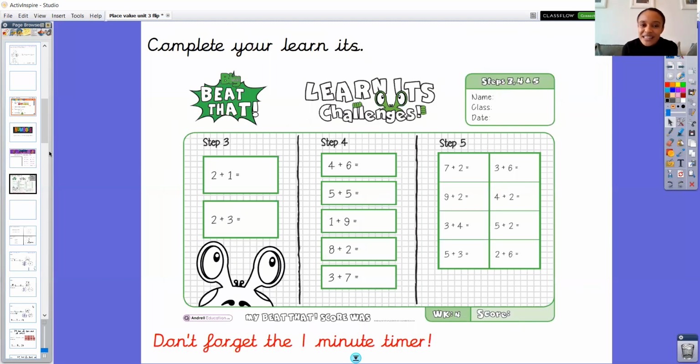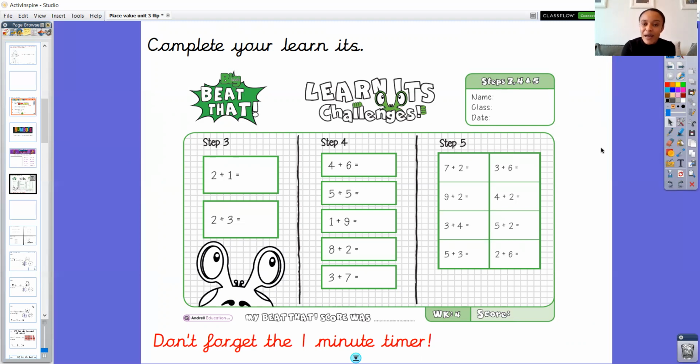And once you've done all those things, learn it as well, okay? So you all did a super job with your Learn It. So you might have gone on to the next step or you might not have. So just to remind you, even if you're on step 5, you complete the whole sheet in a minute. So step 3, step 4 and step 5. Remember, you're supposed to just know them like that.